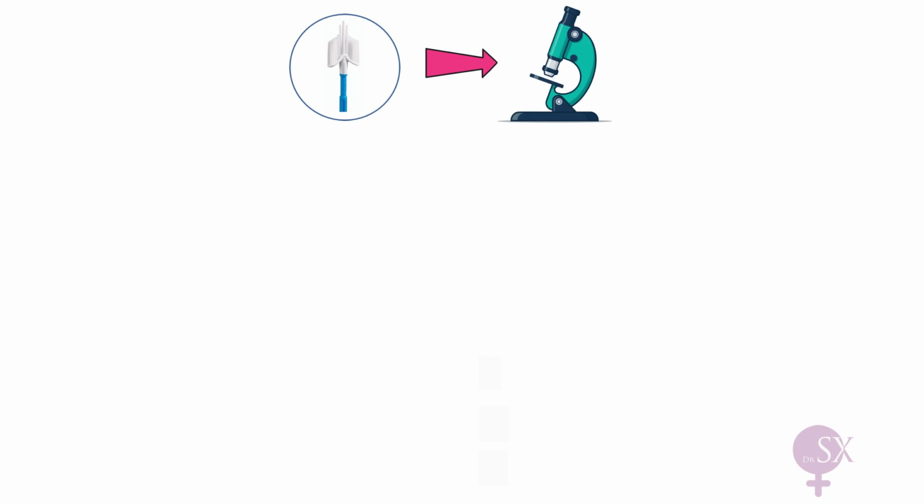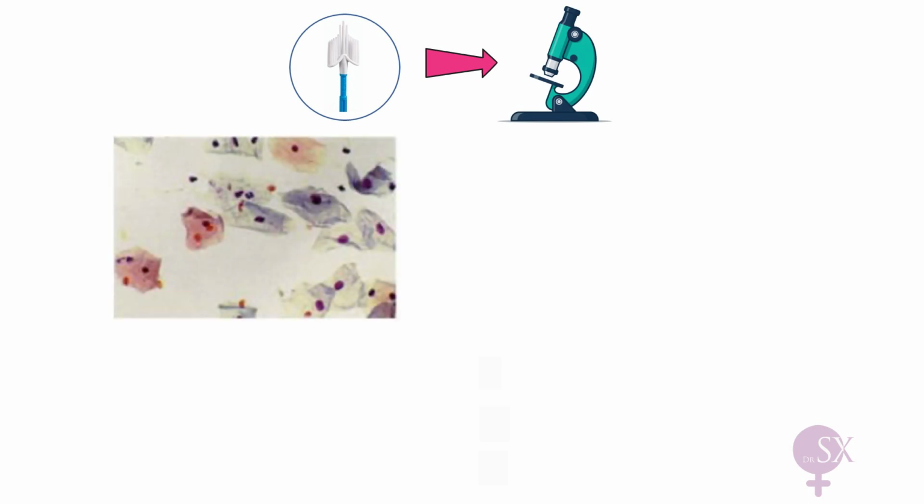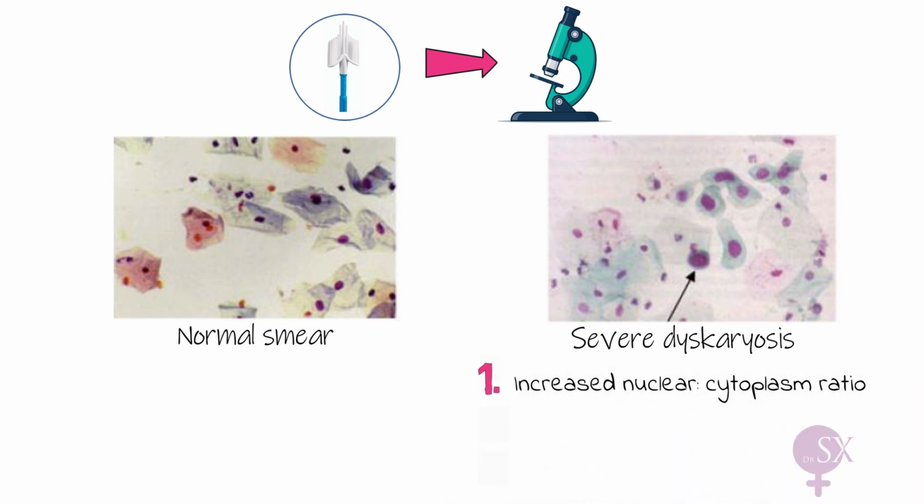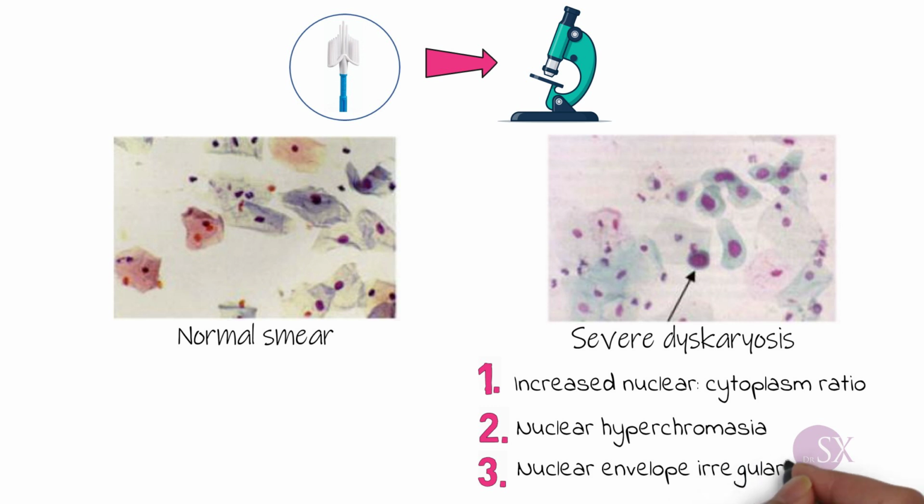Okay, so next, once we've obtained our sample of cells, this is examined under a microscope. So over here now we're going to discuss what characteristics are associated with abnormal cells. In the first image we can see normal squamous cells, while in the second we can see severe dyskaryosis. Why? Because of the increased nuclear to cytoplasmic ratio, so the nucleus is much larger and taking up much more space within the cell. There is nuclear hyperchromasia, so we can see that the nucleus is much darker, containing more chromatin, and there is nuclear envelope irregularity.